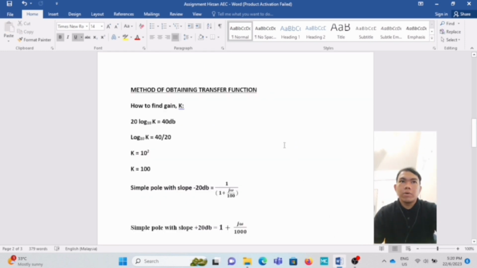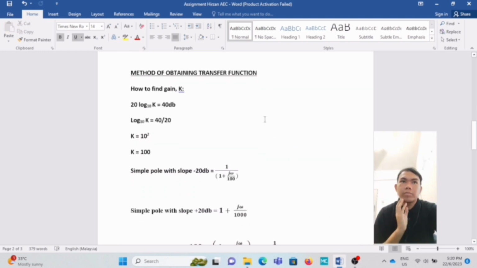Now I want to explain the method of obtaining the transfer function. How to find the gain: 20 log10 K equals 40 dB, which is our constant gain. So, log10 K equals 40 divided by 20. So, K equals 10 to the power of 2, and K equals 100.